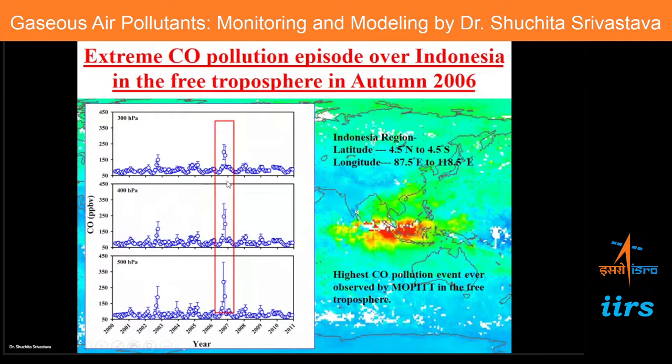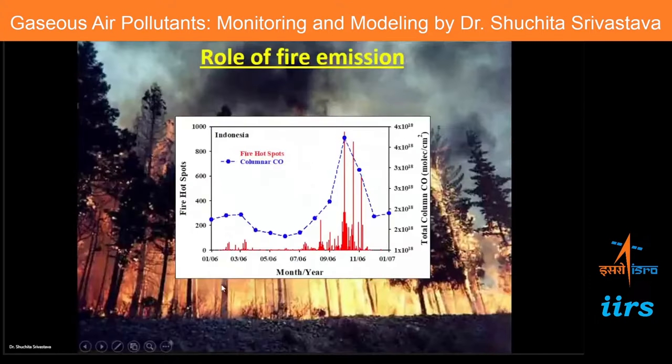So what was the reason for this very high level of pollution? It was basically associated with burning happening over the Indonesian region. So here you can see fire hot spots on this axis, and the right side shows the total column CO. And you can see that the total columnar CO closely follows the variation of fire hotspots over the Indonesian region. So this event basically contributed a high level of pollution over Indonesia. This information we got from satellite.